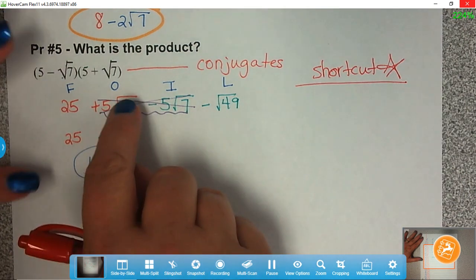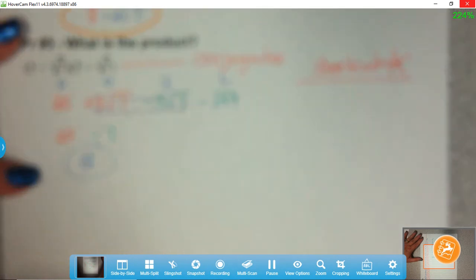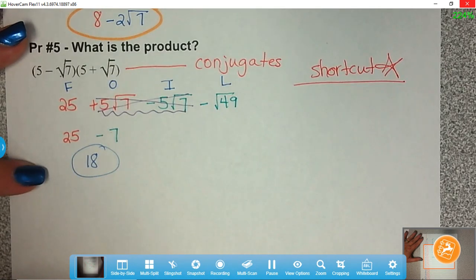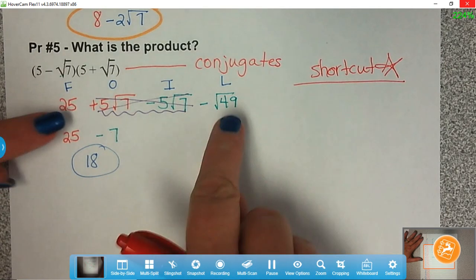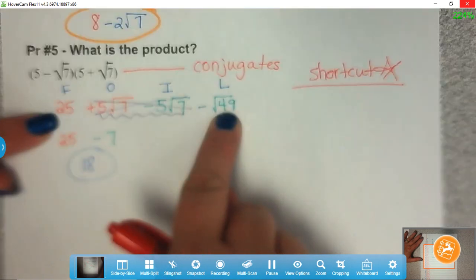If you'll notice, the outer and the inner canceled. Because they were conjugates, that will happen every time. So the only things I really have to multiply are the first and the last.